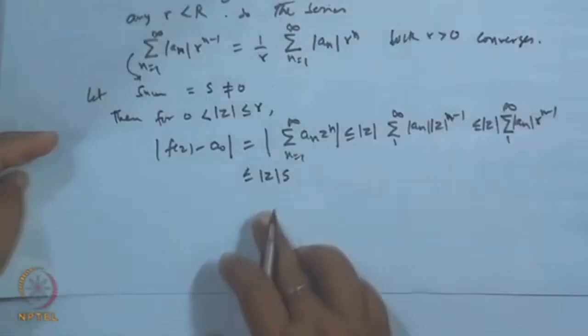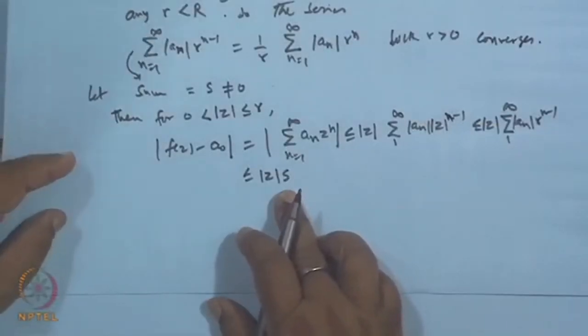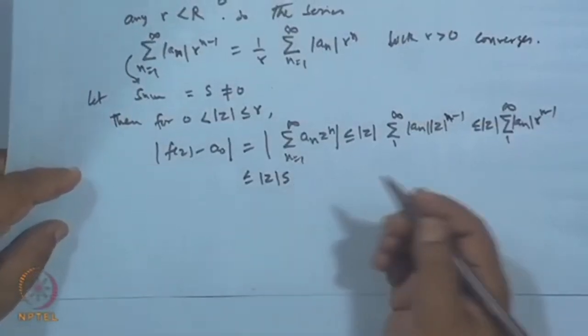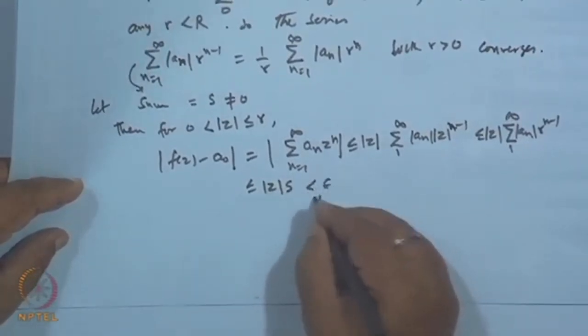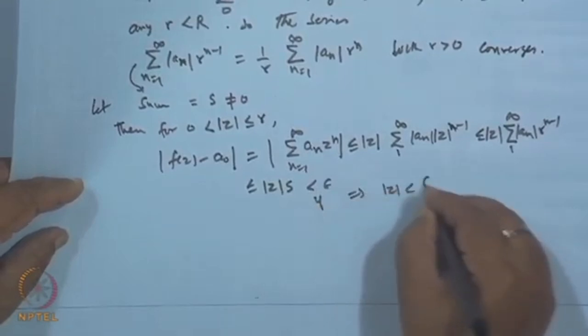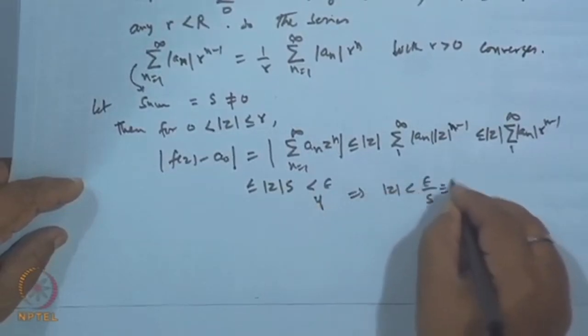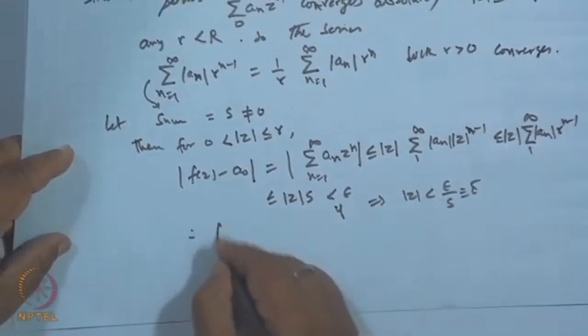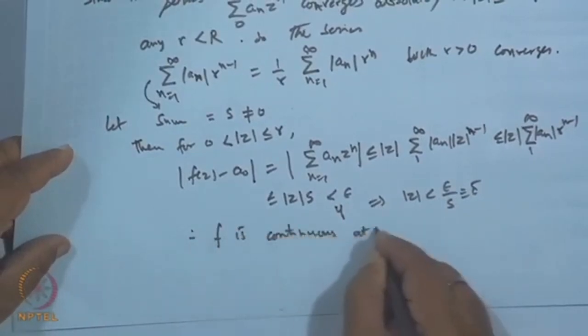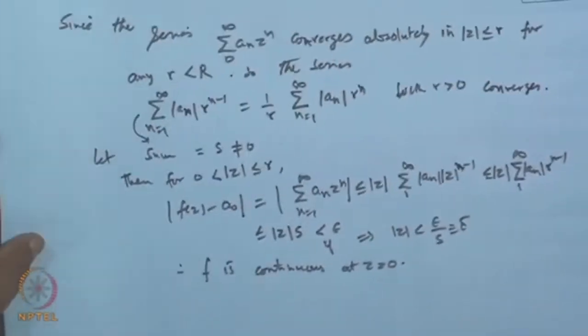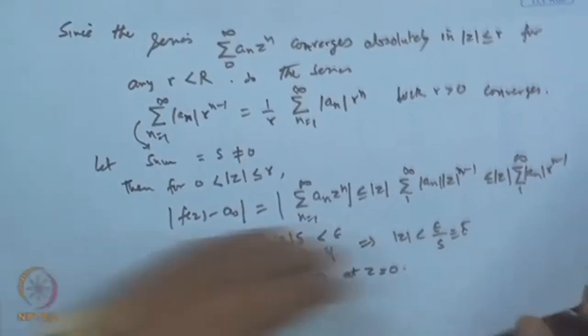But if I choose |z| S to be less than epsilon, then we can get delta. If this is less than epsilon, it implies that |z| is less than epsilon by S, which is nothing but delta. So, the function f is continuous at 0. Okay? This proves that.